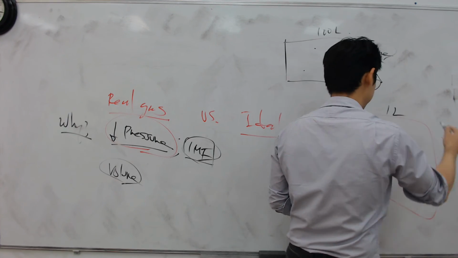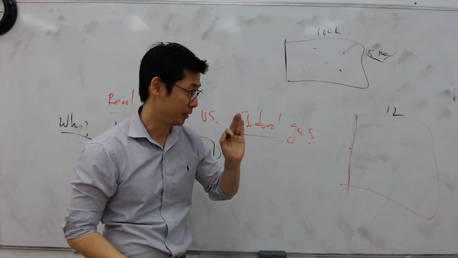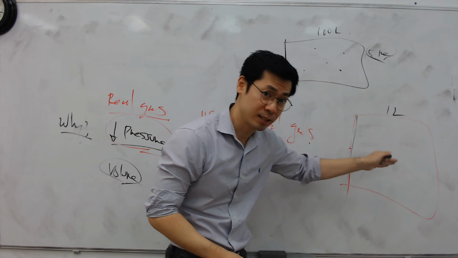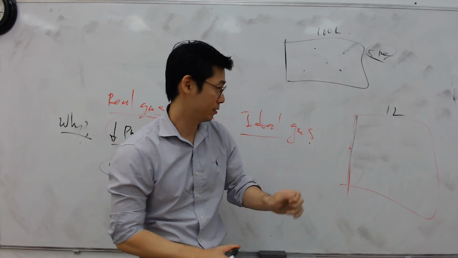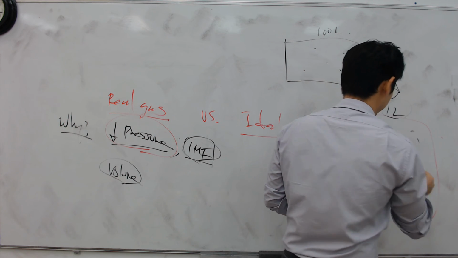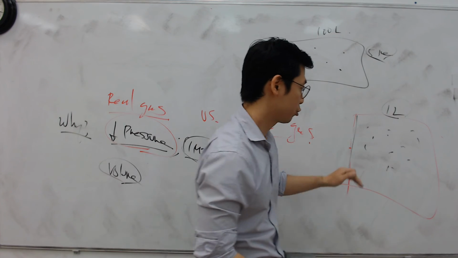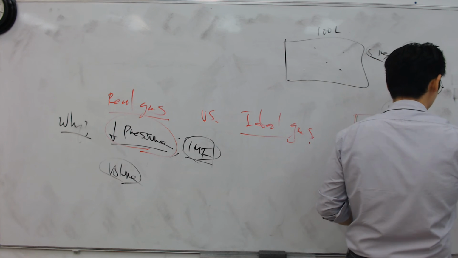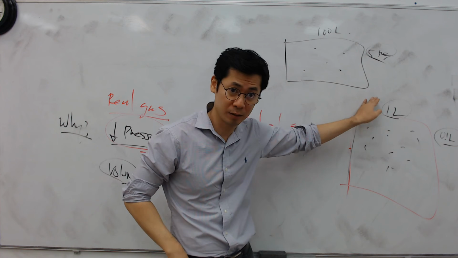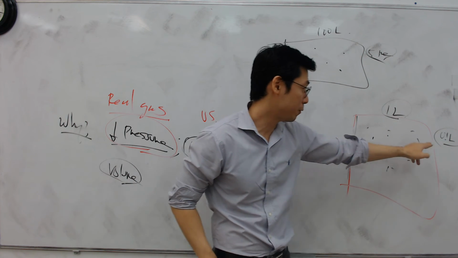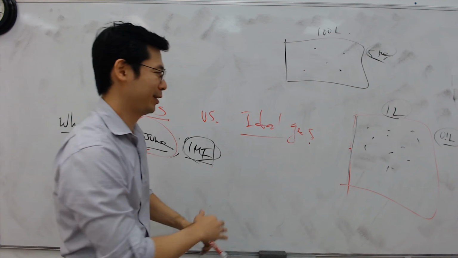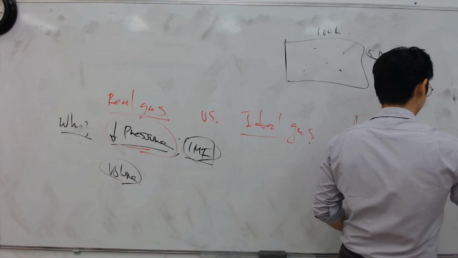I have a 1 liter container, okay? This is the container volume. I added the gas particles, okay? The gas particles took up 0.1 liters. So I have a 1 liter container, the particles' volume is 0.1 liters. So whatever gas I put in, guys, it took up 0.1 liter.